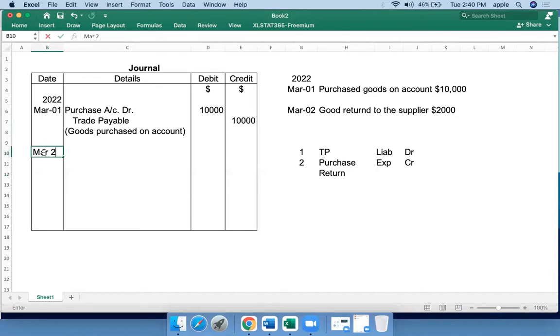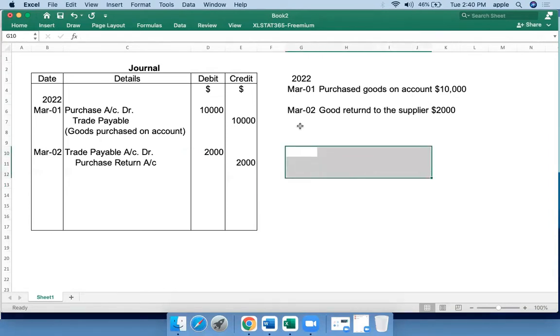March 2nd. So debit is trade payable first. Trade payable account debit, and the credit item is purchase return account. How much money? 2,000. Now tell me how much money I owe to the supplier after this return. 8,000. Good. Now that 8,000 I have to pay.